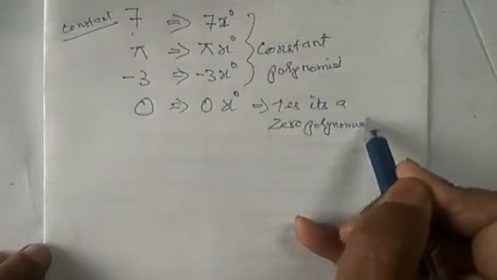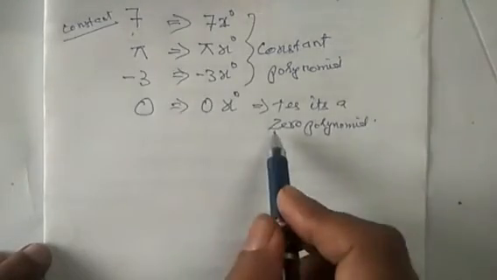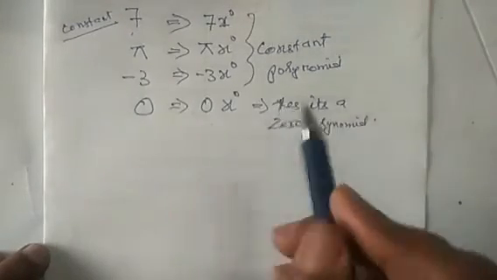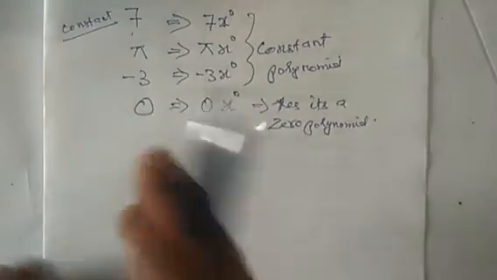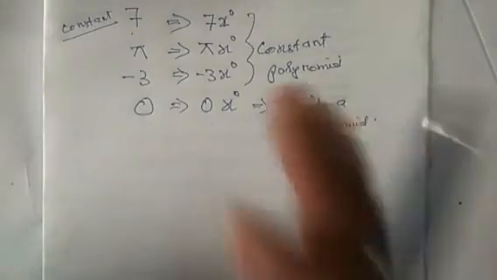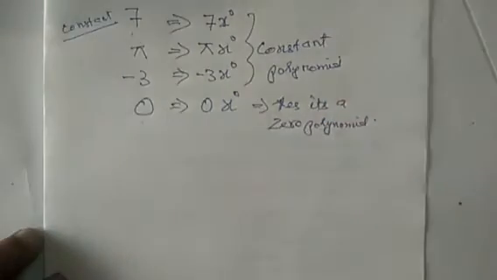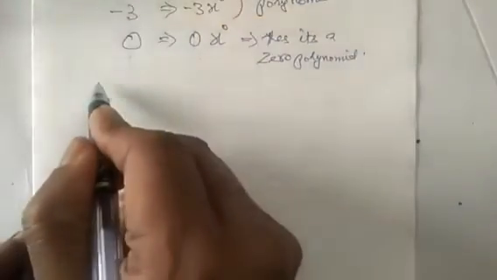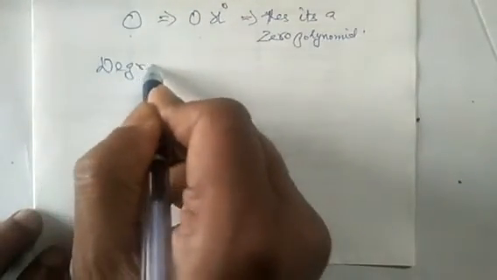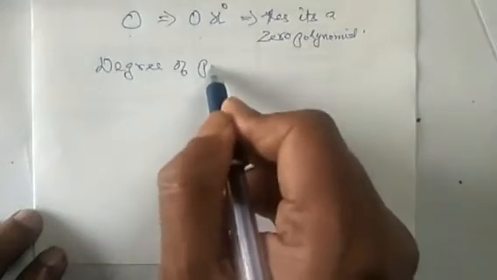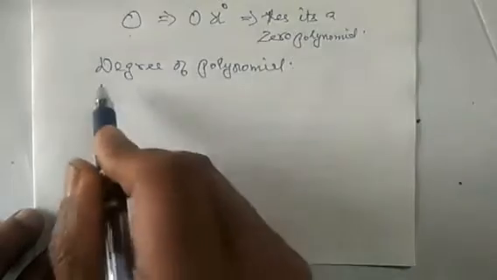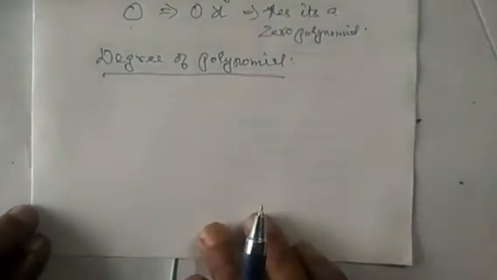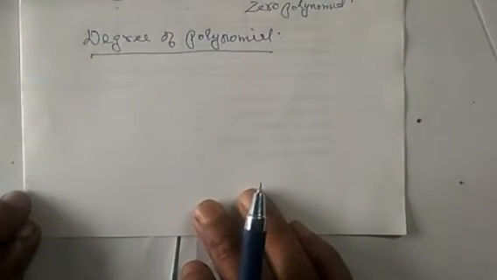One condition is here. It is a 0 polynomial, no doubt, but later on I'll explain to you when we come to degree. When I come to degree, I'll explain what is something there with the 0. So let us come straight onwards. Degree of polynomial. What is the degree of polynomial?